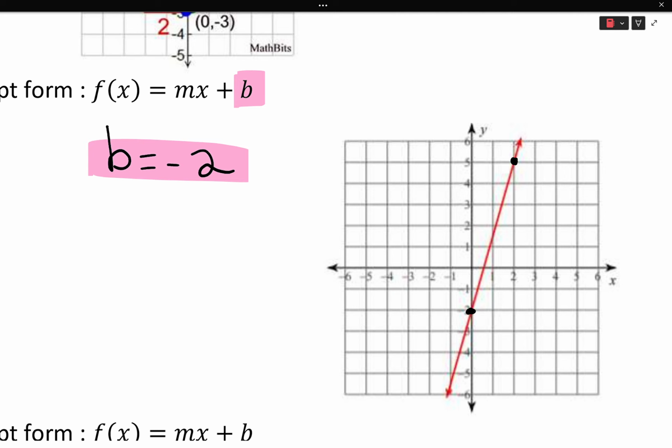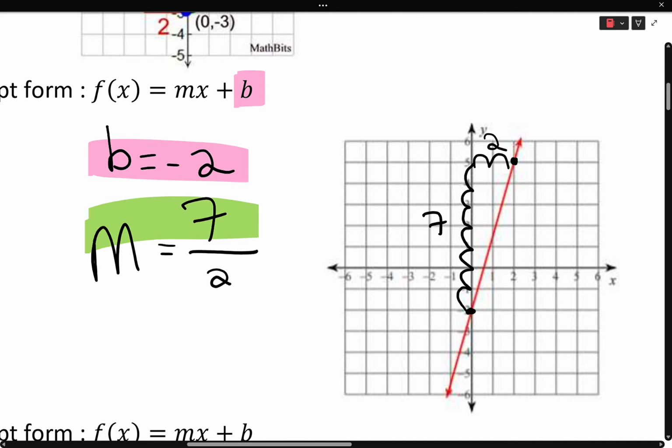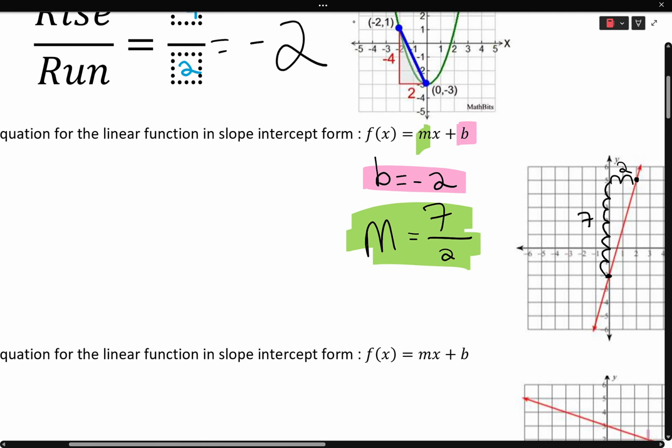All right, m is our slope, our average rate of change. Let's calculate it. It looks like you're going up 1, 2, 3, 4, 5, 6, 7, and to the right 2. Your slope is 7/2. That's all we needed. Let's write our function. f of x equals 7/2 x minus 2.